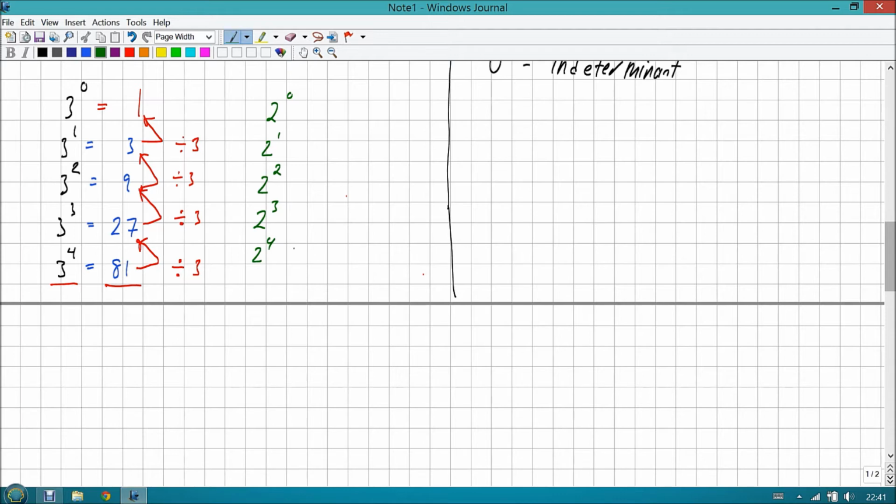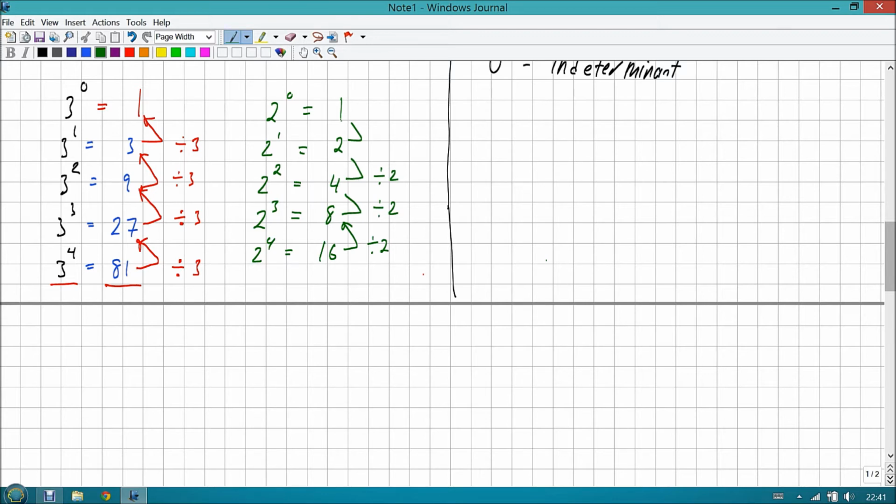Okay, 2 to the 4th is 16, and then 8, 4, and 2, respectively. From 16 to 8, what do you do? Divide by 2. 8 to 4, divide by 2. 4 to 2, divide by 2. So what do we do with that 2? Yep, we divide it by 2, and we get 1.